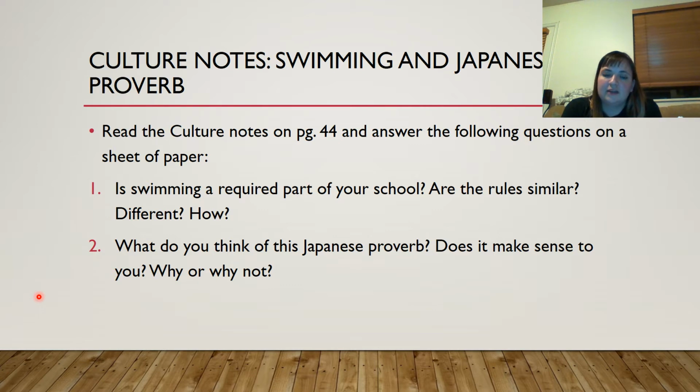Why or why not? Like, for example, do you like this proverb, or do you like the one we use in English that's similar to it? Which one does make more sense to you? Okay.